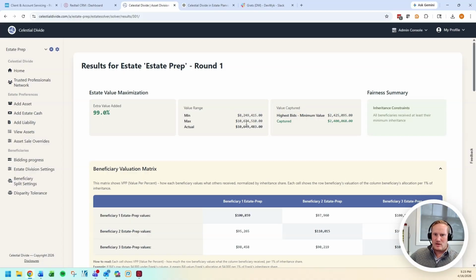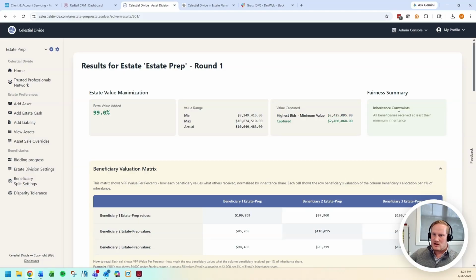The maximum is going to be if we could give each asset to the highest bidder. That is going to be the maximum that we can get out of this estate. And then the actual here is coming back and saying, this is what we were able to achieve by dividing things up. We now have a range where we take the maximum minus the minimum, and you'll see this is the potential for value that we could add, and we have a captured figure, in this case 2.4 million, or 99% of the available range that we could have captured.